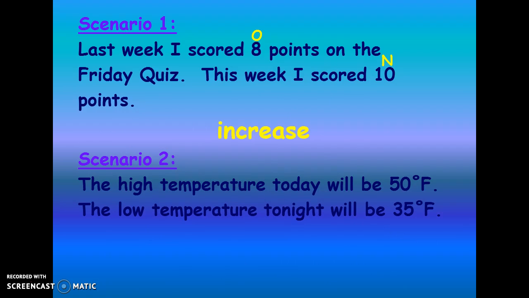In scenario 2, we decided that today occurred first, so 50 would be our original number, and we ended at 35. That is our new number. Since 35 is lower than 50, it is a decrease.